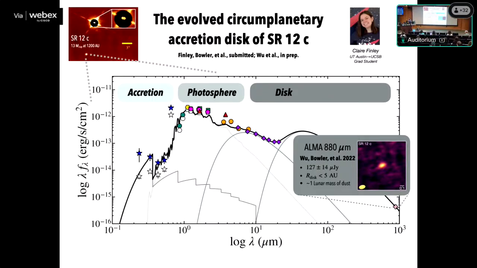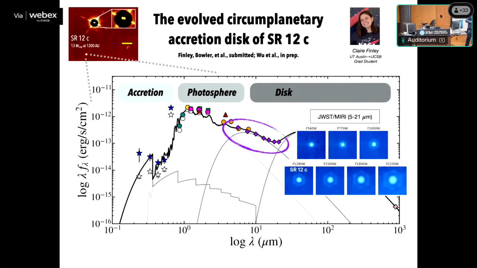So we're already beginning to get some constraints. If we assume optically thin emission, which is the tradition in the field, then the expected mass of dust is about a lunar mass for this particular object.